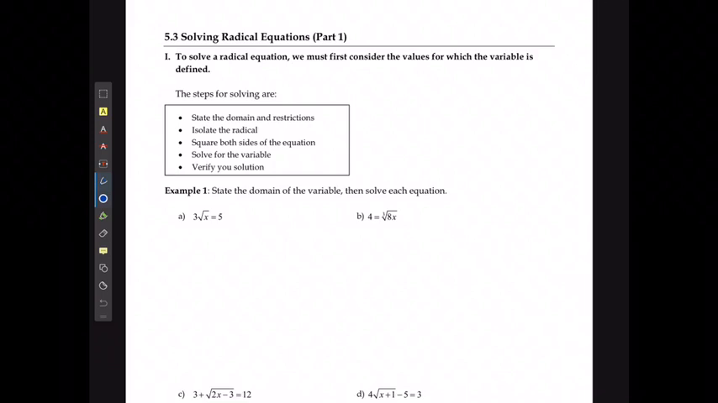Okay, let's take a look at the other part of radicals, which is going to be solving radical equations. We can see right here that we have the steps for solving the equations. We need to state the domain restrictions, which we're going to pull from whatever is inside the radical, remembering that if I have a square root, I can't have a negative square root.